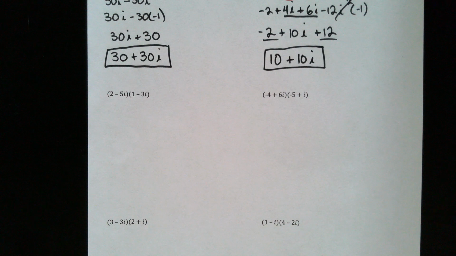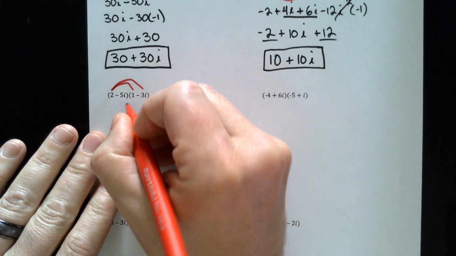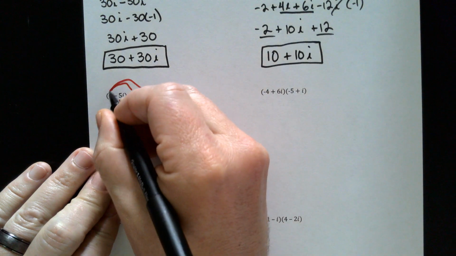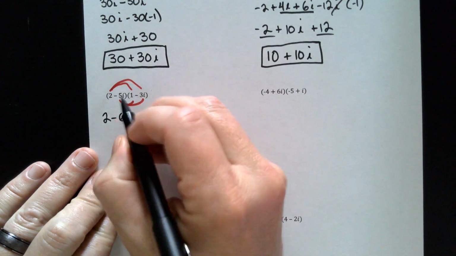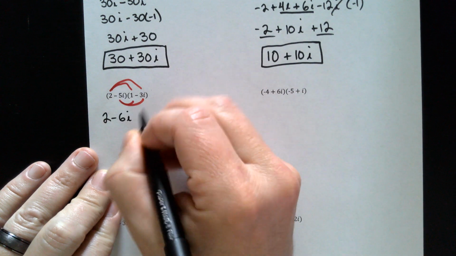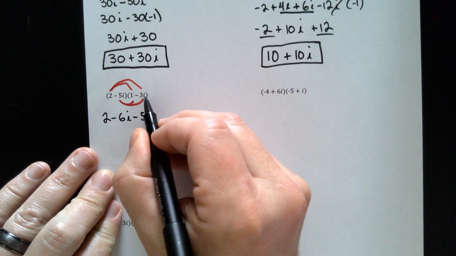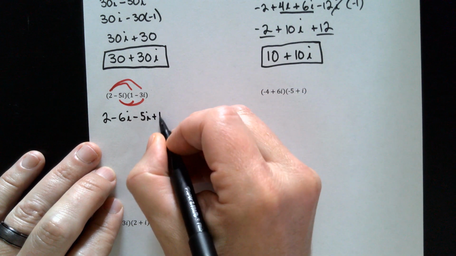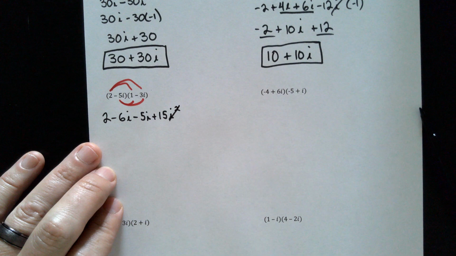Okay, in this problem we have two parentheses. Again, we're going to distribute. So we'll take this 2 and go here, and then we'll take this negative 5i and go here. So 2 times 1 is 2. 2 times negative 3i is negative 6i. Now we do the negative 5i times 1. Anything times 1 is just itself, right? So just negative 5i. And then this is a negative 5i times a negative 3i, which is, of course, positive because negative times a negative. So positive 15. And then i times i is i squared. Of course, we're going to replace that i squared with, you guessed it, negative 1.